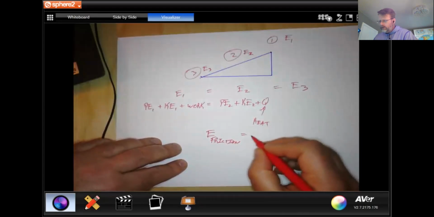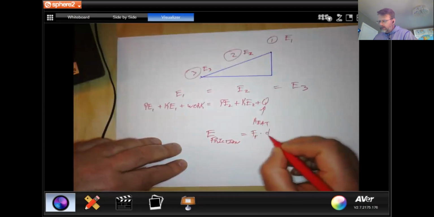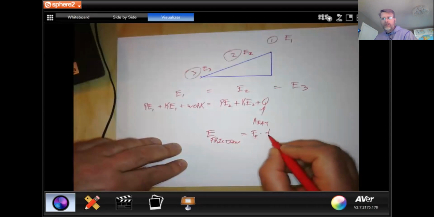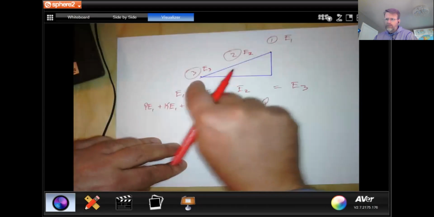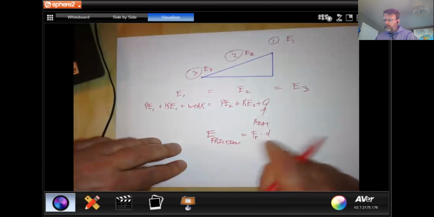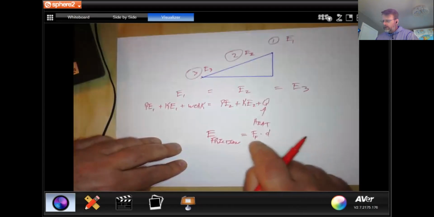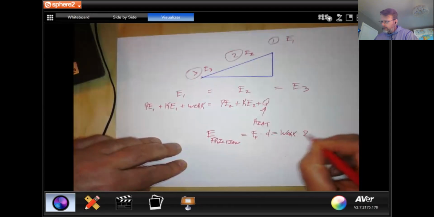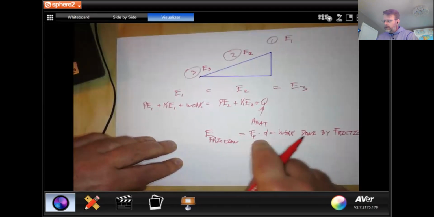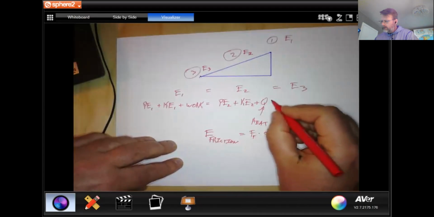So we could do the force of friction times the distance, as long as they're in the same direction. And friction always opposes displacement. So as long as we're using this displacement, we should be fine with that. So that's how we could do this, because this is going to be equal to the work done by friction. That's where we could take that and put that in there as well.